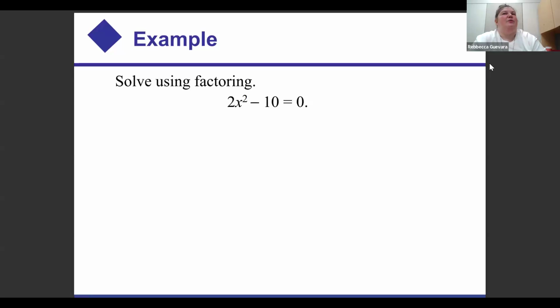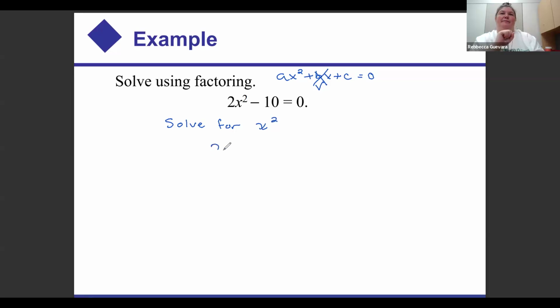So we're going to solve this one using factoring. What I want to do is that you notice that I do not have this b. B is missing. So when you have that case, that is when you're going to use that square root principle. So what I'm going to do is solve for just the x squared.